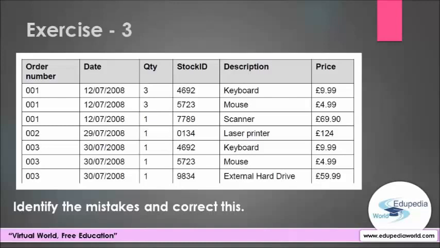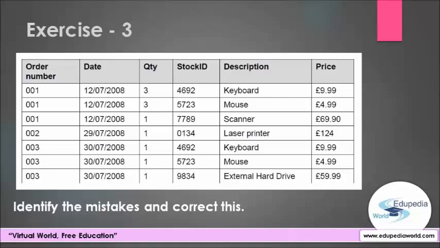Yes, there is a heavy data duplication. If you check the order number and the date, there are duplicated records. The order number 001 with the date 12/7/2008 is repeated 3 times. And if you check the stock ID, the description and the price, it also has duplicated records. The stock ID of the keyboard with its price is repeated 2 times, and also for the mouse. Data duplication is not good. Therefore, we have to keep this information in separate tables.